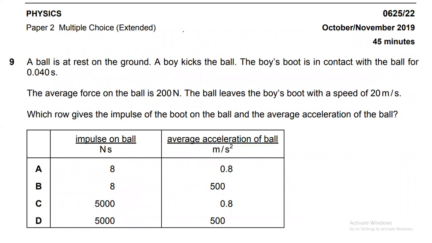Now we have October, November 2019 2 paper. Question number 9, a ball is at rest on the ground. A boy kicks the ball. The boy's boot is in contact with the ball for 0.040 seconds. The average force on the ball is 200 Newton. The ball leaves the boy's boot with a speed of 20 meter per second. Which row gives the impulse of the boot on the ball and the average acceleration of the ball?